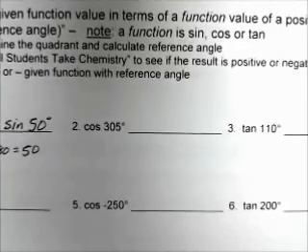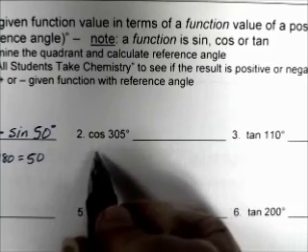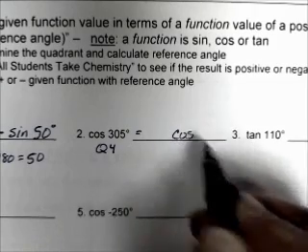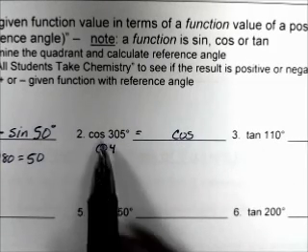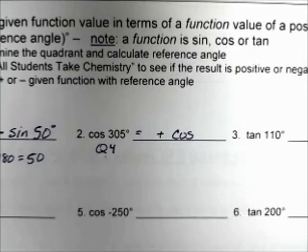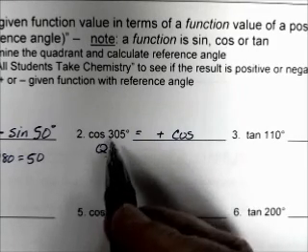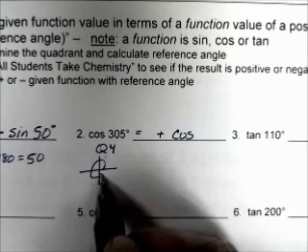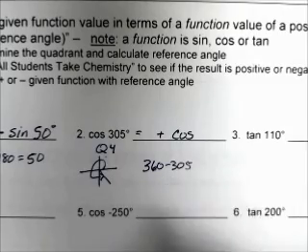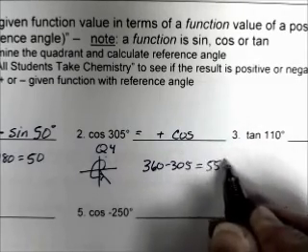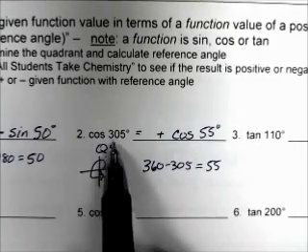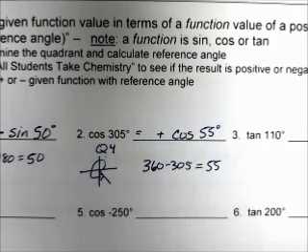Number 2, cosine of 305 degrees. Well, a 305 degree angle would end up in quadrant 4. So this is going to equal, is cosine positive or negative in quadrant 4? It's positive, so it's going to equal positive cosine of the reference angle. What is the reference angle for 305? It is 360 minus 305, which is 55 degrees. So the cosine of 305 degrees is equivalent to positive cosine of 55 degrees.